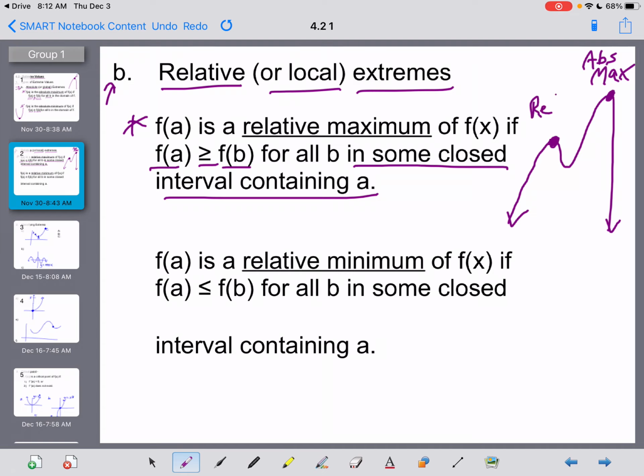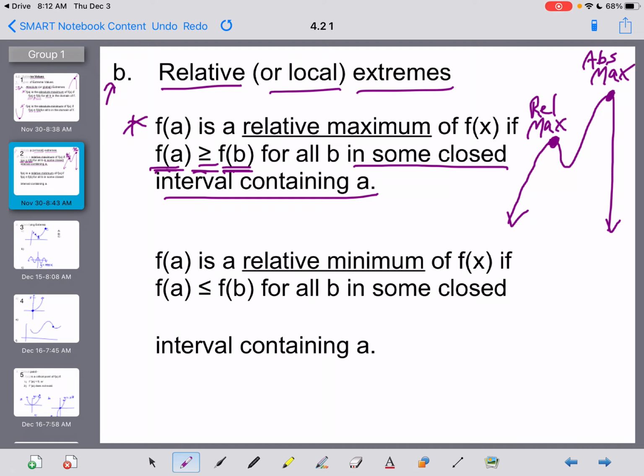That point right there, guys, is what we call a relative maximum. Why? Well, what's important about that point is that its y value right there is greater than or equal to every other y value immediately around it, both to the left and to the right. That is the highest point.